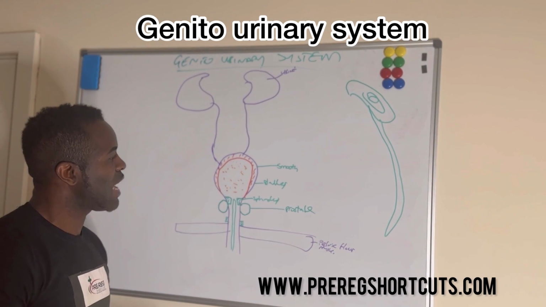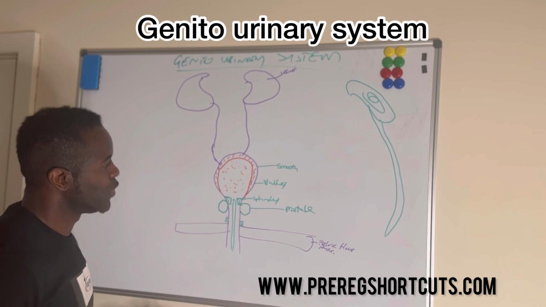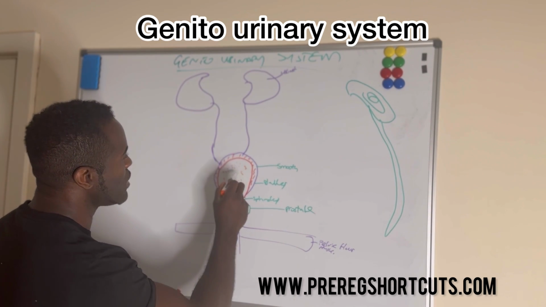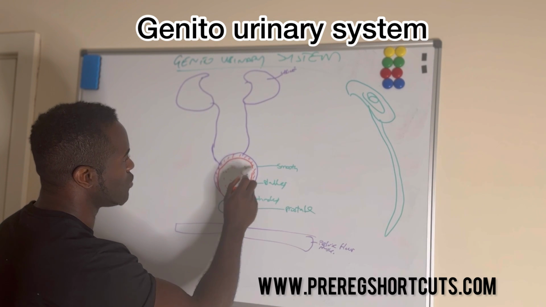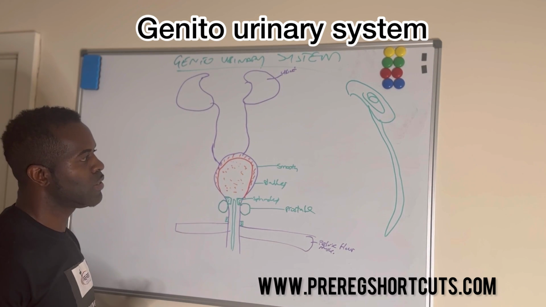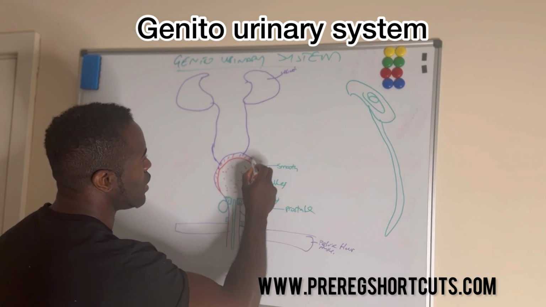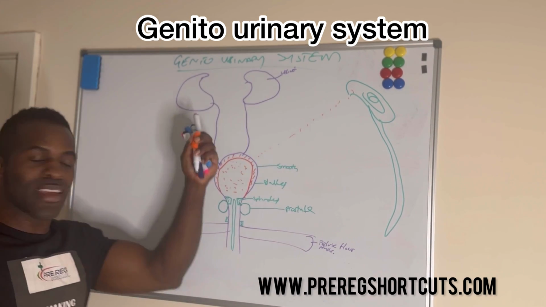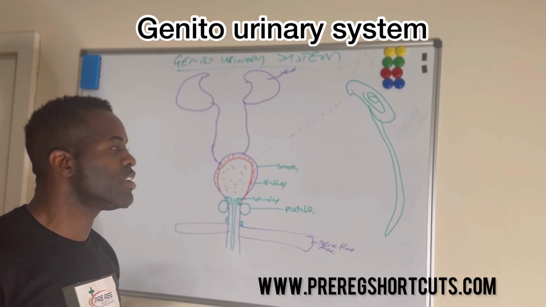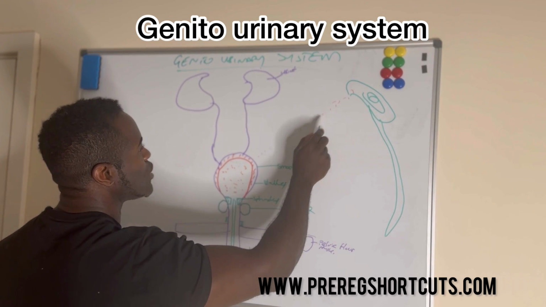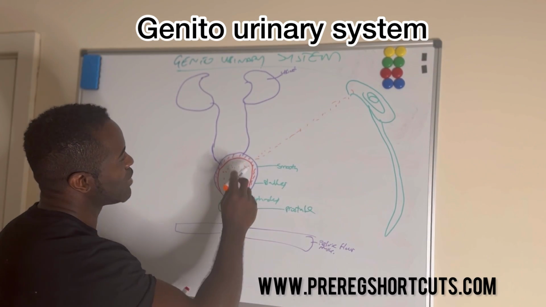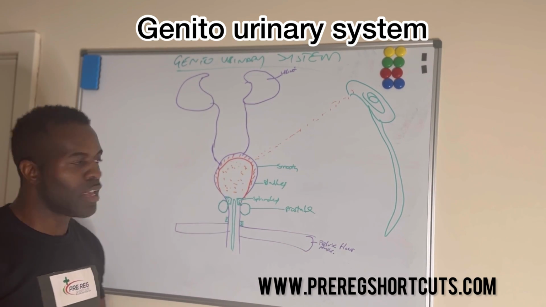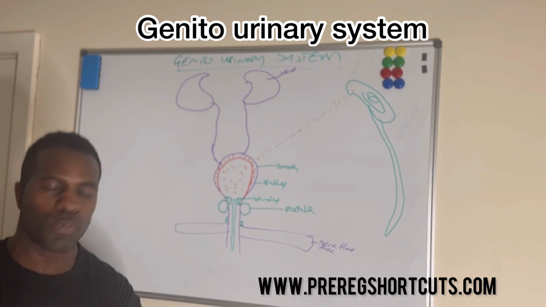Okay, so what do you think happens when this gets full? When this gets full, you've got what we call stretch receptors in the smooth muscle of your bladder. They're going to send a message to your brain saying, hey, the bladder is full, we need to get some urine out. The brain is going to send that message back, and that's going to cause a contraction of the smooth muscle. That's why I said it's so important to know about the smooth muscles.